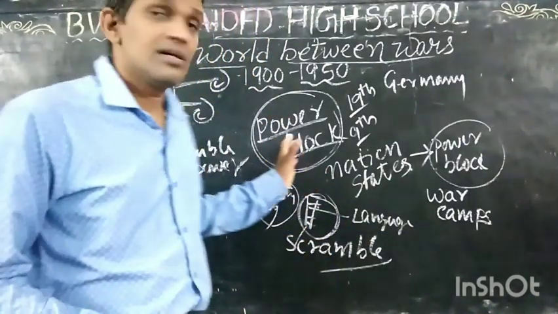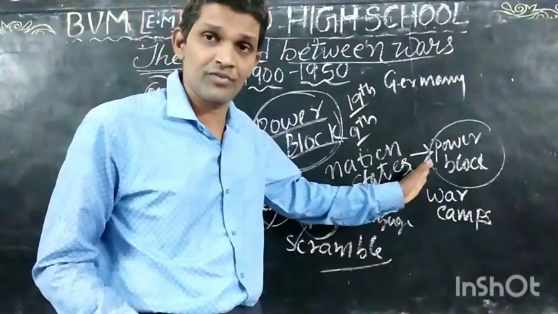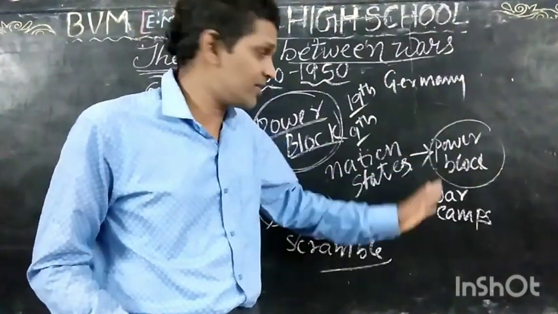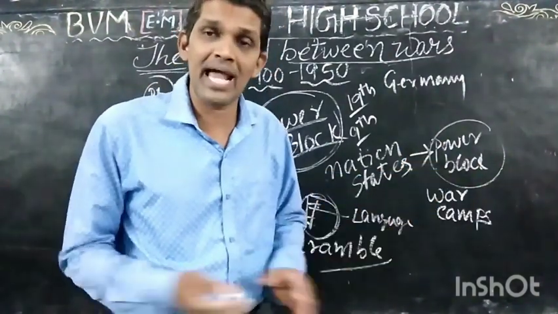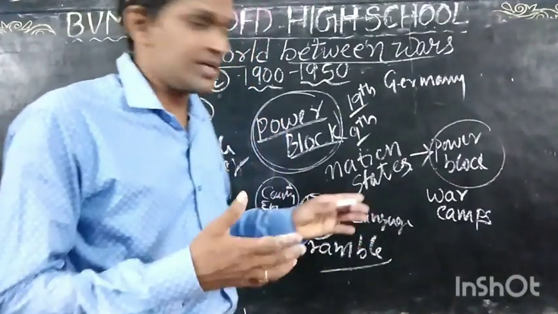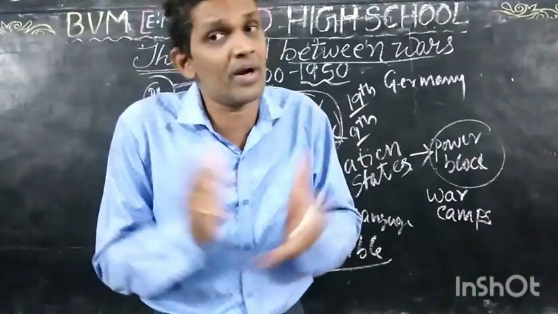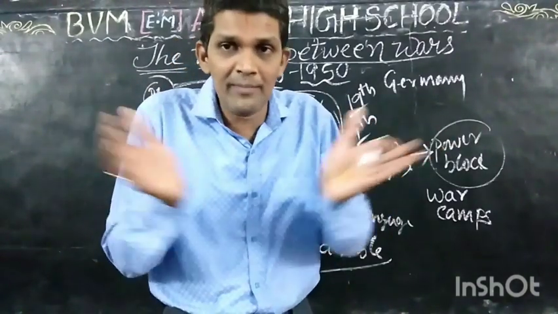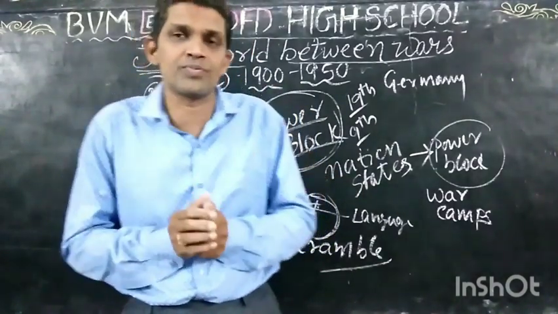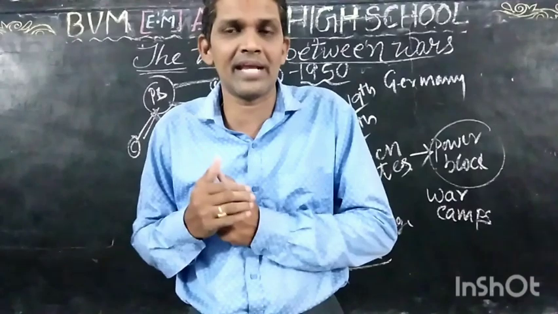Here we see the countries which are national states formed into powerful power blocks, and these power blocks acted as the war camps during wartime. So what do war camps mean? These powerful countries come to one understanding. They form into different groups, and they make some agreements with each other. What will be that agreement?